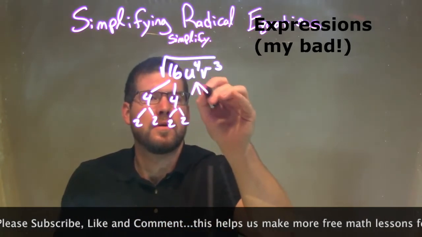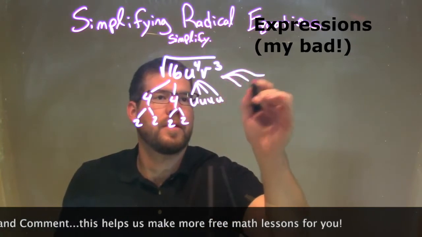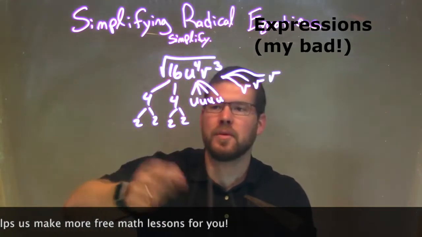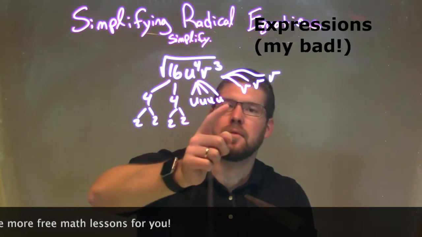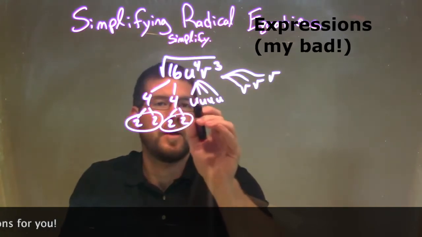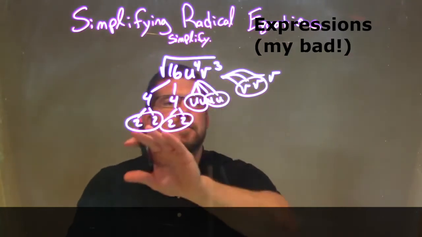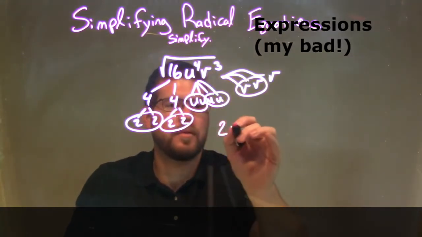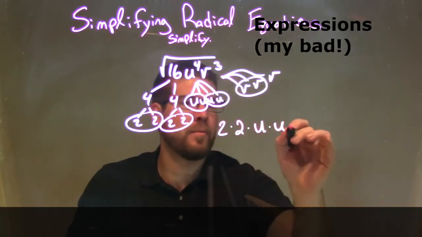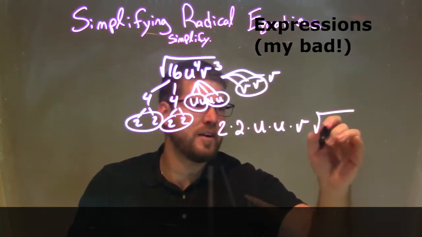U to the fourth is u times u times u times u, and v to the third is just v times v times v. Okay? So I do my prime factorization of 16 u to the fourth, v to the third, which is 2 times 2 times 2 times 2 times u times u times u times u times v times v times v. Let's circle some pairs. I have pairs of 2's right there, 2 pairs of u's, and 1 pair of v's. Every single pair that we have, I'm going to put on the outside here, so I have 1 pair of 2, second pair of 2 right there. I have a pair of u, another pair of u's right there, and 1 pair of v. The only lone single is just that v by itself, so that's going to stay inside of my square root.